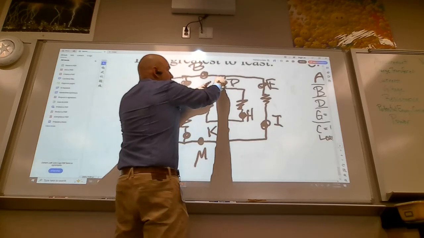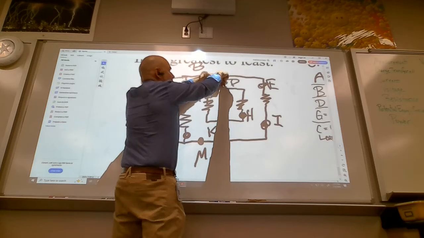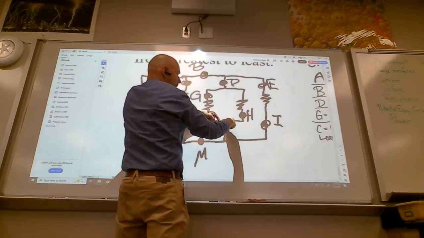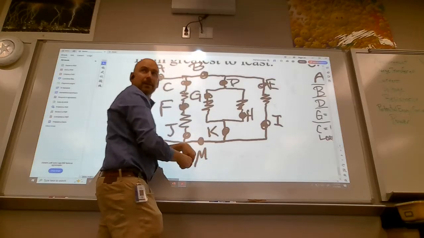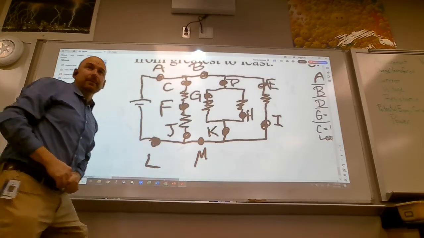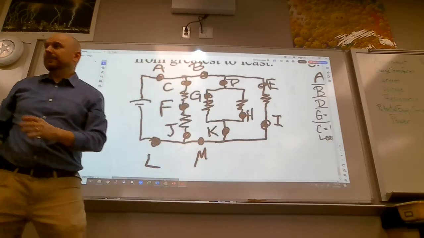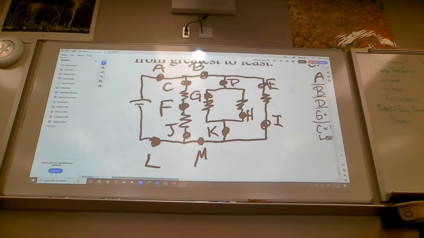So here's current going, supplying this is both going through D. It splits, comes back together for K. So G, H, E, and I are all equal amounts of current. Good? Okay.